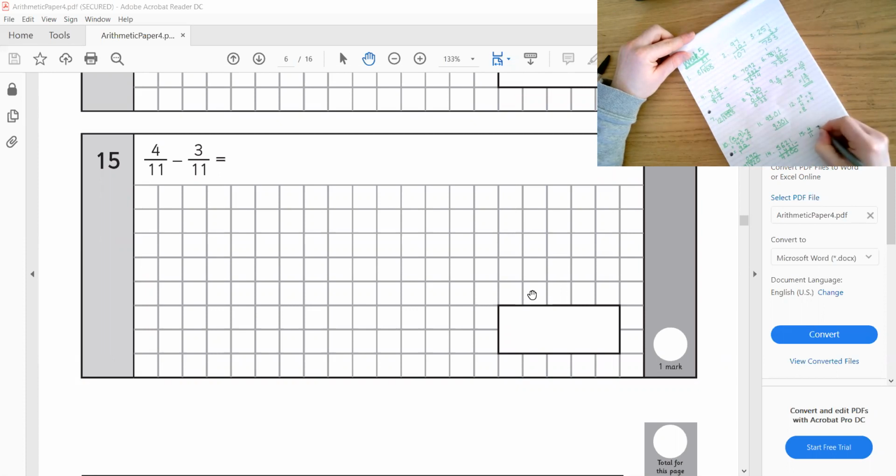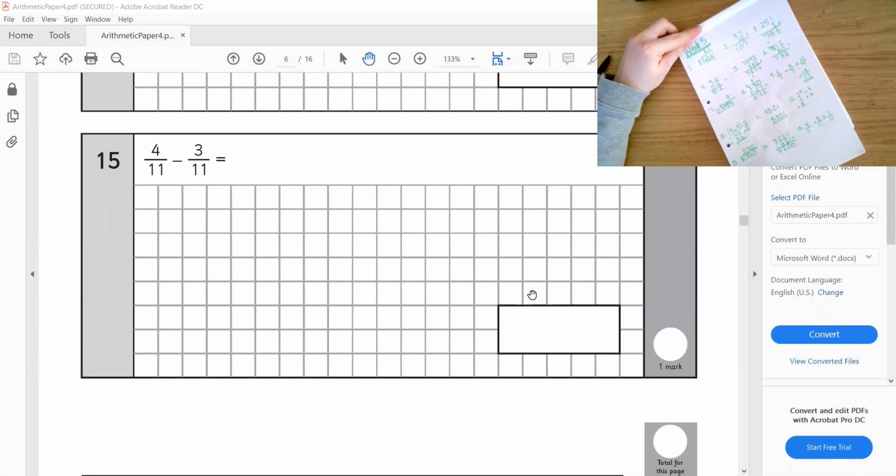4 11ths take away 3 11ths. Again, just like we've got up here, we've got the same size slices as such with 7ths. We've got 11ths this time. So all I'm doing is, I've got 4 of those slices and I'm taking 3 of them away. Mum said, can you go get me 3 slices of cake, please? How many have I left behind? Well, 4 take away 3 then will be 1 11th. Easy. I don't understand why that's number 15. Number 16 then.